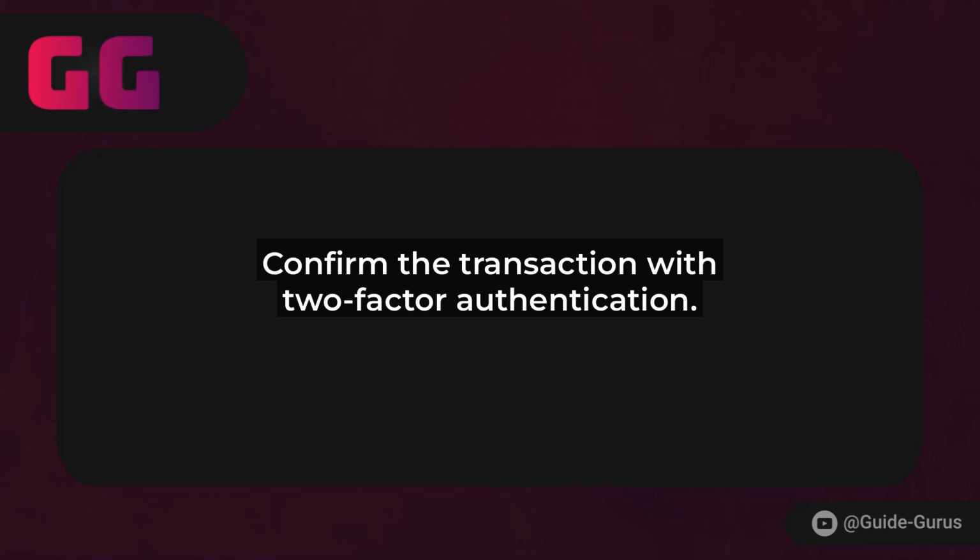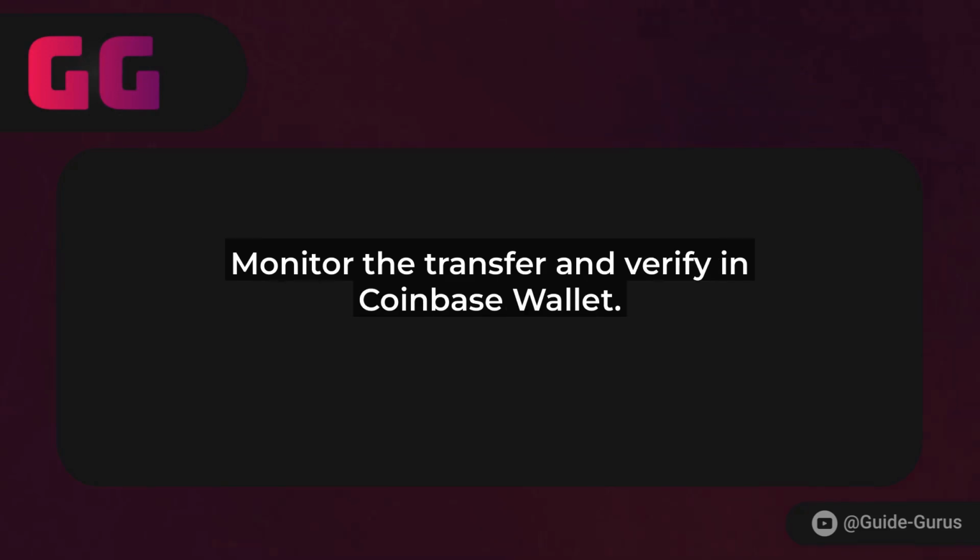After initiating the transfer, keep an eye on your email or Gemini notifications for confirmation. Transactions can take anywhere from a few minutes to an hour, depending on network congestion. Once it's done, hop over to your Coinbase wallet and refresh to see your Matic arrive.